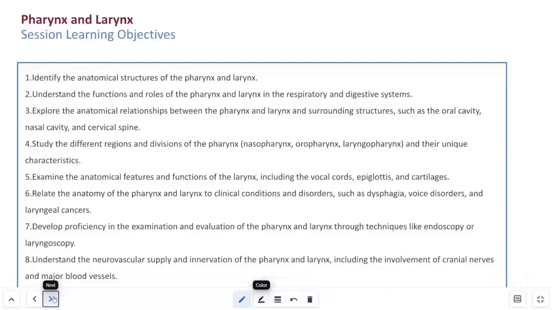Okay, so now the last part of today's talk is going to be solely on the cartilages. I'll go over the pharynx, larynx. Talk about the vocal box very briefly. Talk about the glottis, epiglottis, the cartilages. You need to know which ones are paired and which ones are singular.